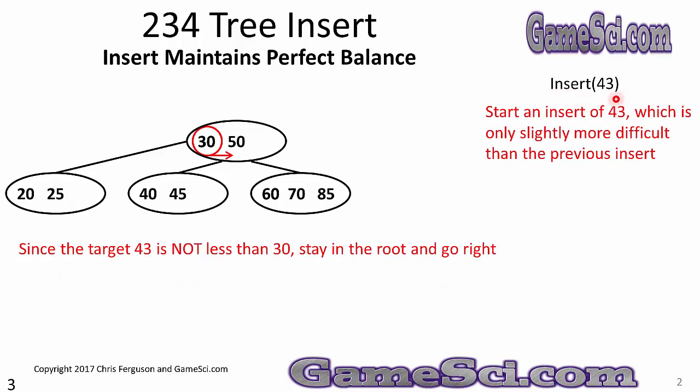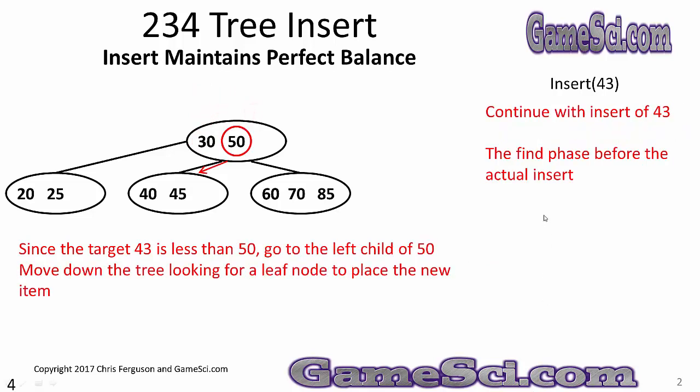New insert of 43. Start an insert of 43, which is only slightly more difficult than the previous insert. Since the target 43 is not less than 30, stay in the root and go right. Continuing with the insert of 43, this is the find phase before the actual insert. I've got to find where 43 goes before I can insert it. Since the target 43 is less than 50, we go to the left child of 50. Move down the tree looking for a leaf node to place the item.